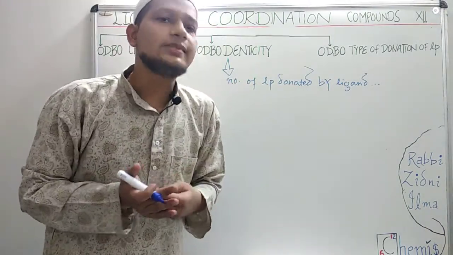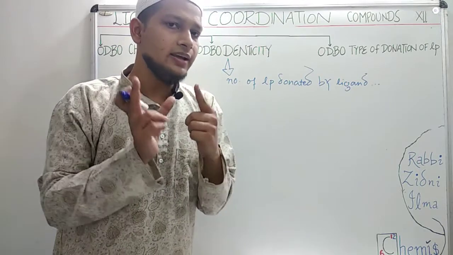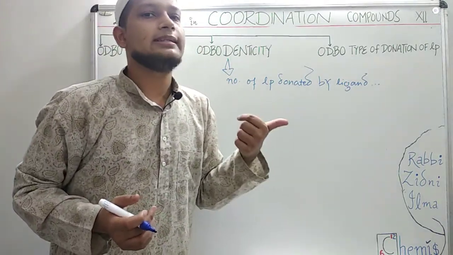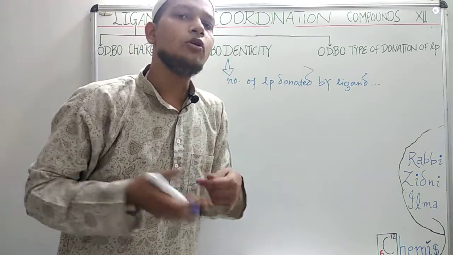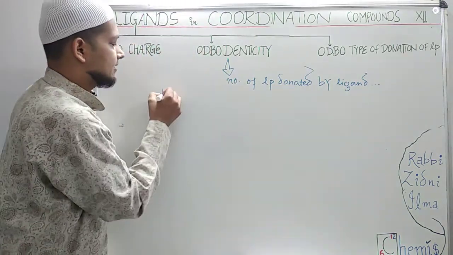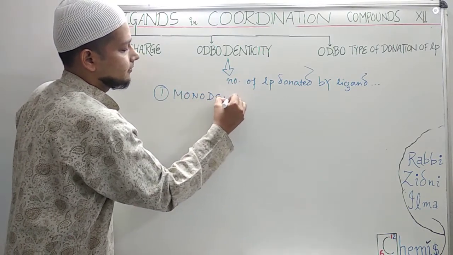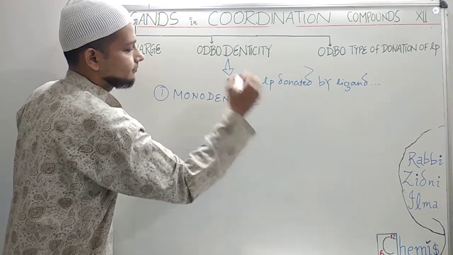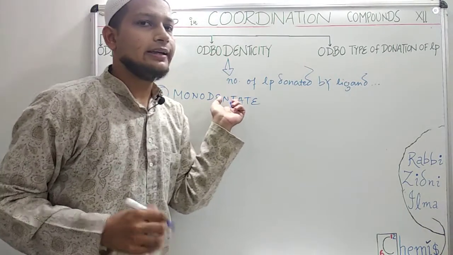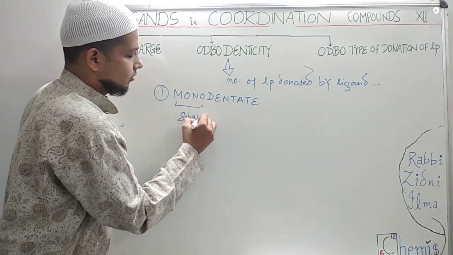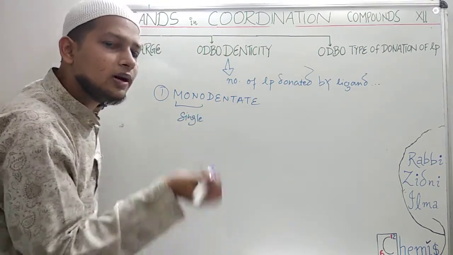Suppose the ligand donates only one lone pair, then the denticity will be mono, or the ligand will be monodentate. So the first case is the monodentate ligand. The word mono means one, single. One lone pair will be donated towards the metal.